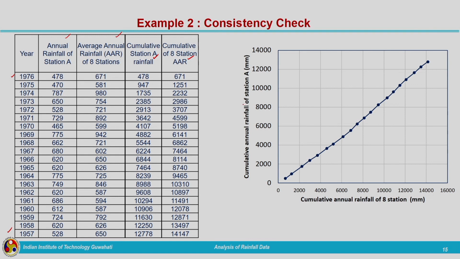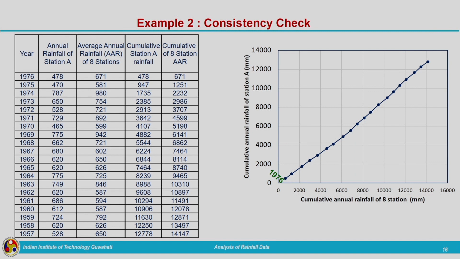Along the y axis, we have the cumulative annual rainfall from station A, and along the x axis, we are plotting from the neighboring 8 stations. Units can be in centimeters or millimeters depending on your convenience. Now, we will look at the graph to see whether there is any observable change in the slope.